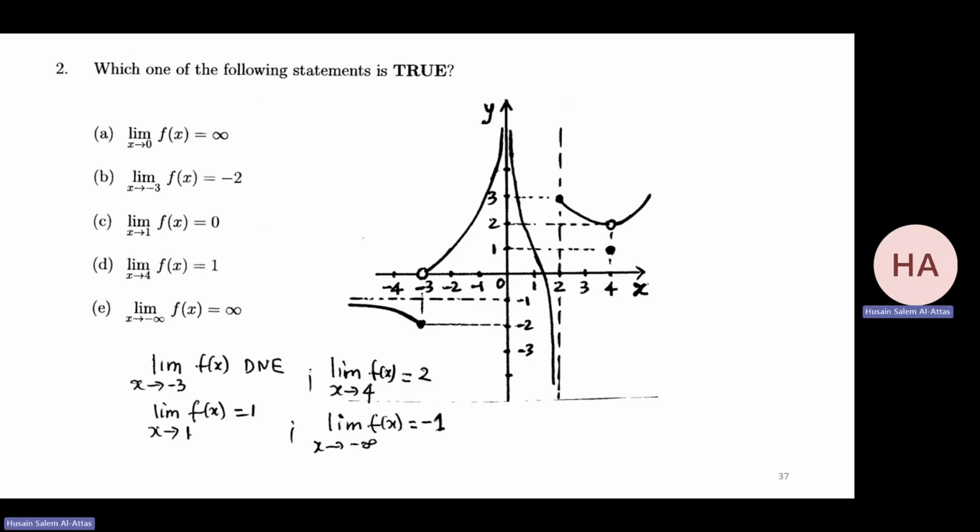Now he has a graph. I think we did it in 2.2, but let me do it again. X goes to 0. X goes to 0. Here, left or right, I'm going to infinity. So this is correct.